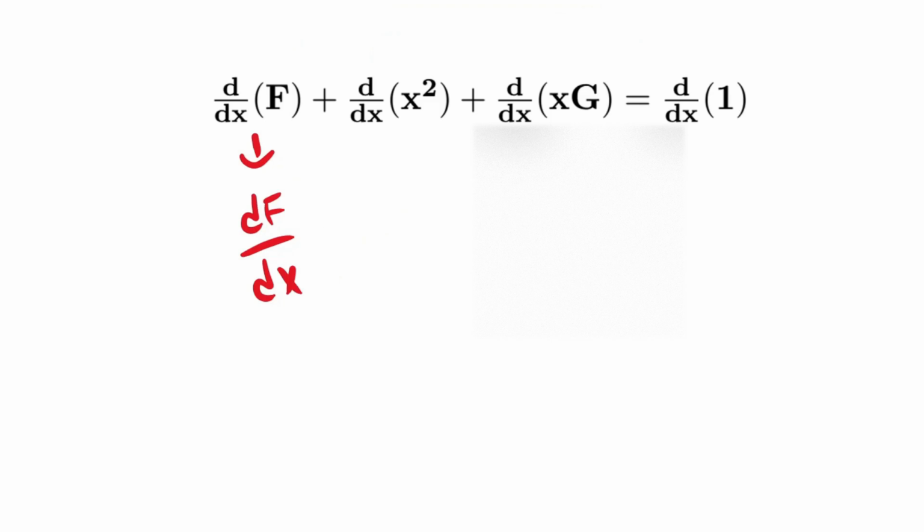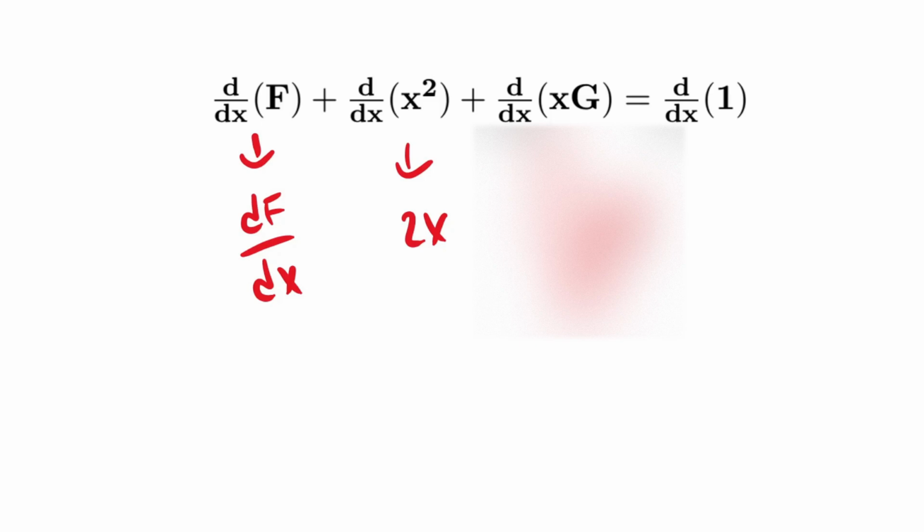What about the second term in the equation, d dx of x squared? Well, that's easy. It's just going to be 2x. What about the third term, d dx of x times g? Well, if you remember, we let g equal y. And again, if we imagine that y is a function of x, we can also imagine g to be a function of x. So in order to differentiate x times g with respect to x, we have to use the product rule here. But whatever the answer is, I'm just going to call it d dx of xg for now.